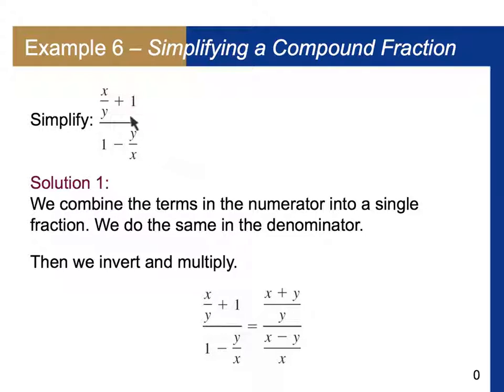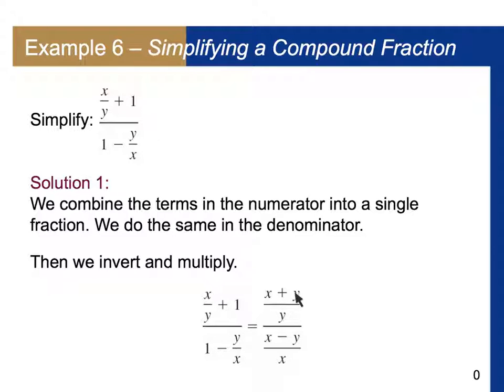The first way, what we'll do is we'll do the numerator first, and then do the denominator. Okay, so x over y plus 1, we have to have a common denominator, right? So our common denominator is going to be y, right? So this would be x over y plus y over y, which is what that 1 is. So it's x plus y over y. And then for the denominator, which we do separately, we're going to have a common denominator of x. So this is going to be x over x minus y over x, which is x minus y over x. So there's our first step for that part.